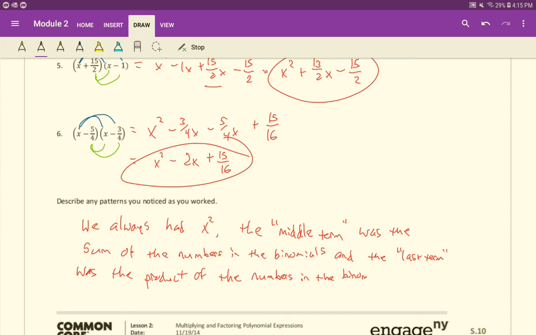And we're going to use that in the next video to work backwards, using an answer like this to break it back down into the two factors. Okay, so we'll stop there for now, and we'll see you in the next video.